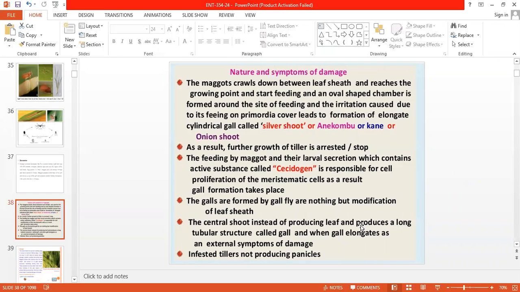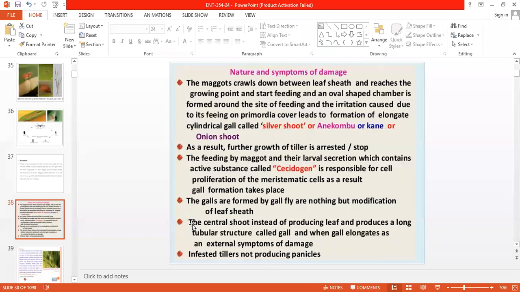So mainly due to the infestation of the gall midge, there is gall formation. Gall formation means excessive growth of the leaf tissues. This gall formation takes place due to the chemical substance secreted by the maggot, which is called cystidogen. Due to that infestation, the growth of the plant is totally arrested.